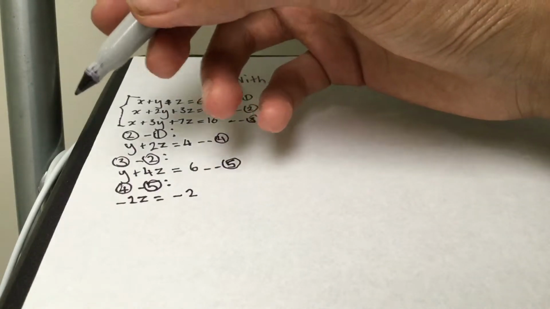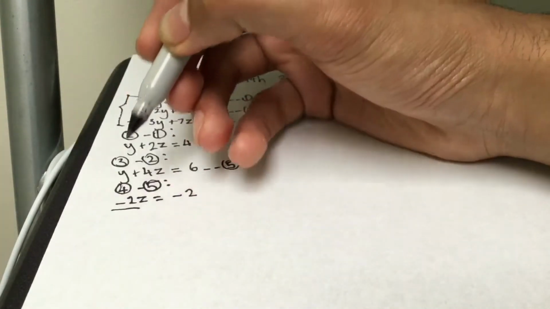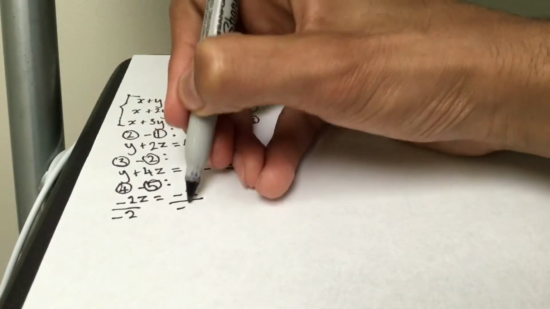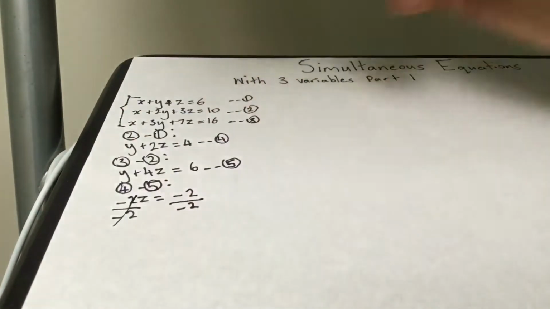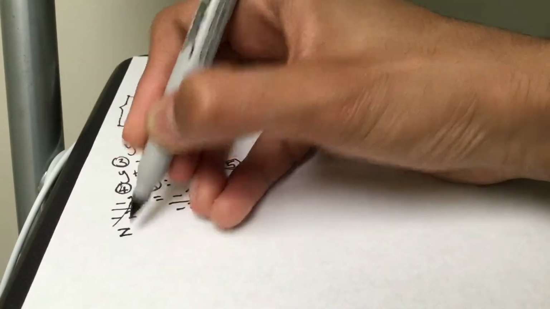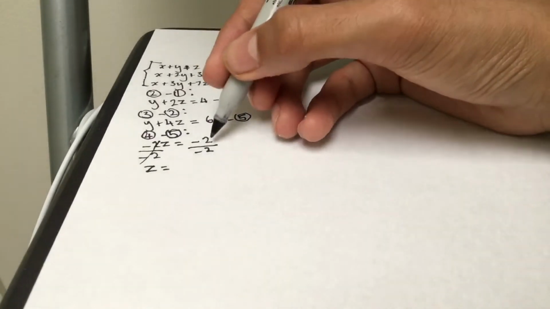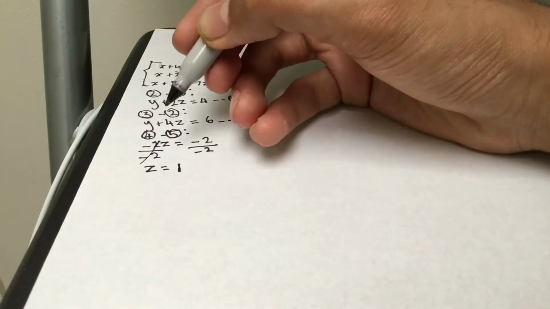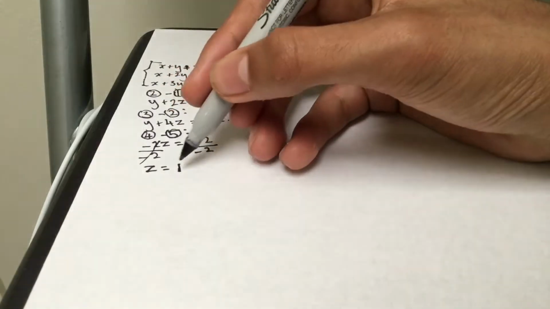Now the next step: we have to get rid of the minus 2 on the left hand side. So we're going to divide both the left hand side and the right hand side by minus 2. We cross out the minus 2, and we're left with z is equal to minus 2 divided by minus 2, which is positive 1. So now we've found the value of z. z is equal to 1.